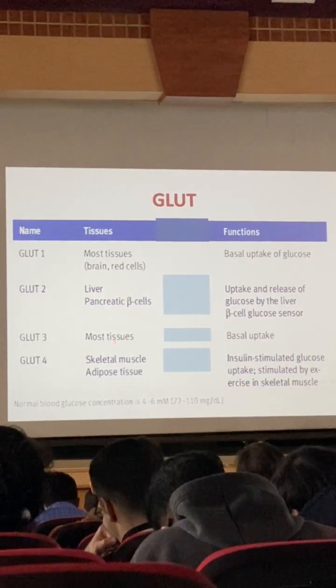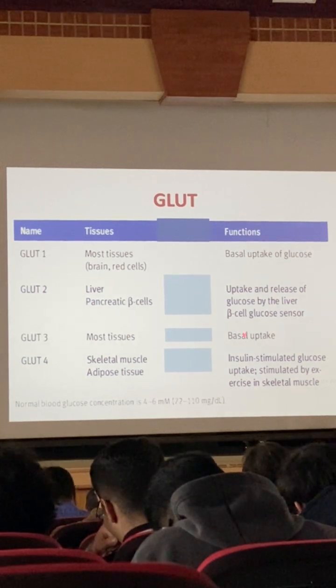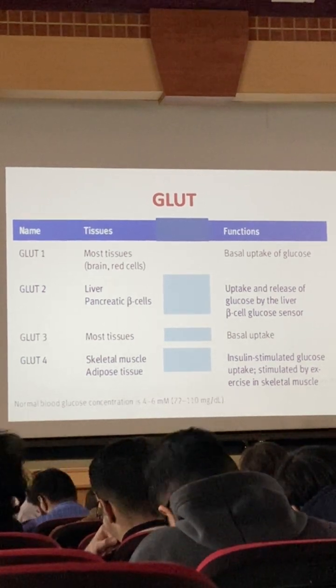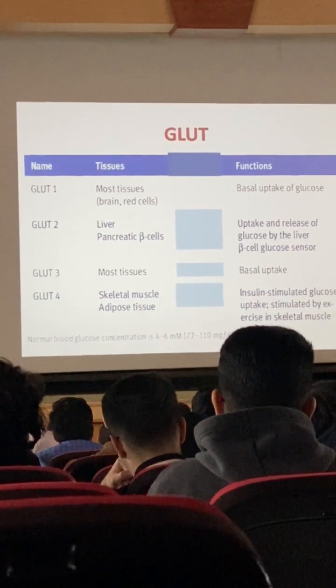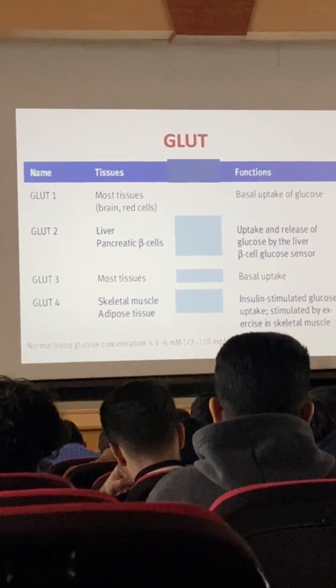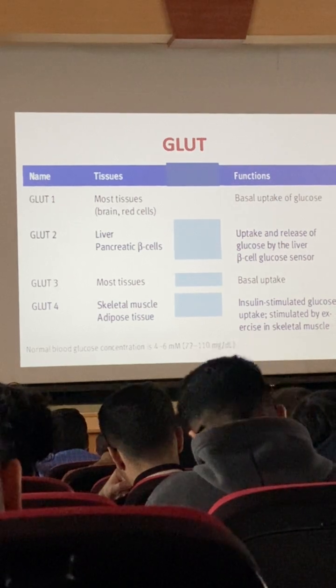GLUT 3, similar to GLUT 1, is present in most of the tissues and also has a basal uptake. I have mentioned basal uptake is important. GLUT 1 and GLUT 3 are in most tissues. Basal uptake is important for vital tissues like brain cells and RBC.